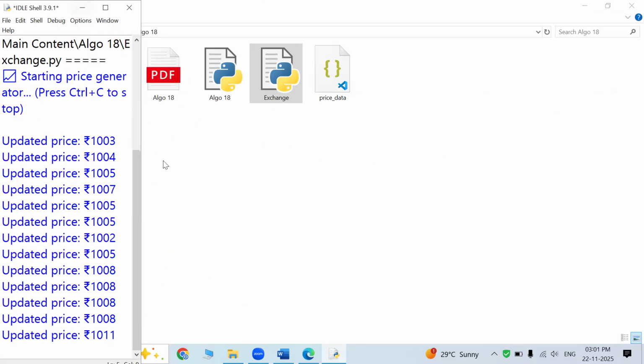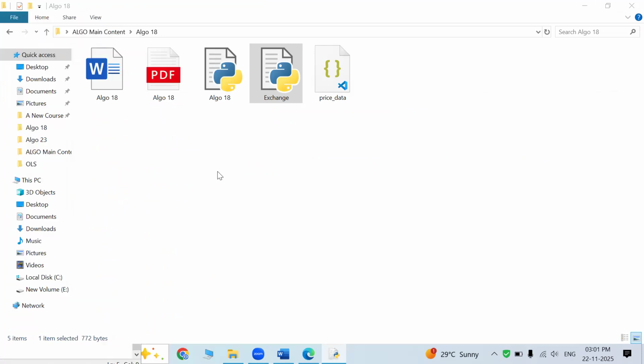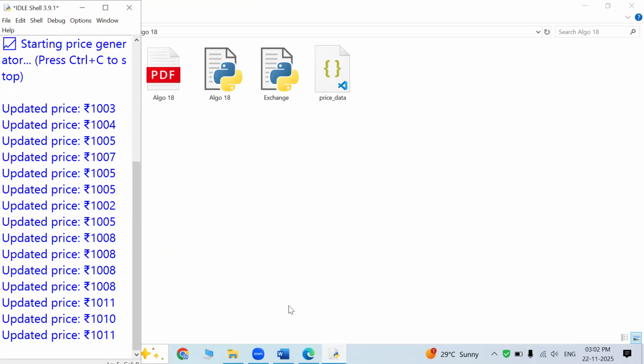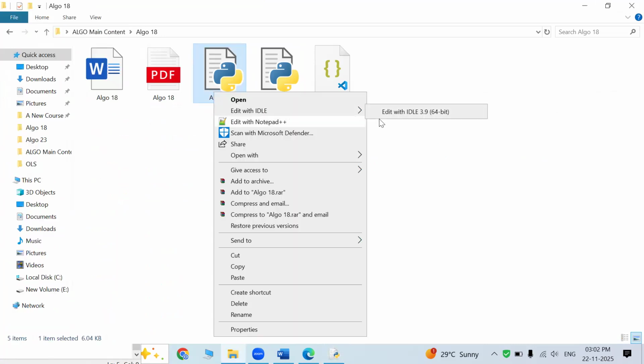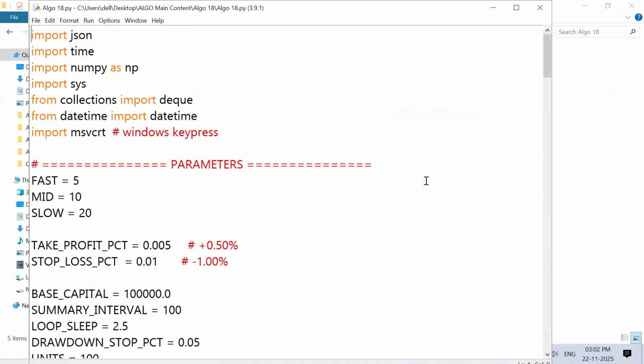I have started what we can consider the exchange, and this exchange keeps on changing the price continuously, every 2 seconds. I kept the price change on a 2 second loop because I just want to show you that the price is changing. Now I start an algo which has a ribbon alignment.